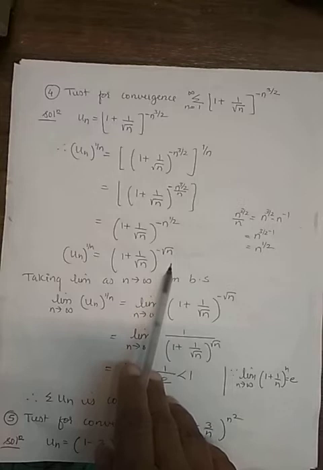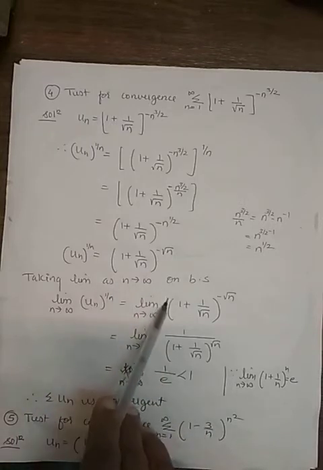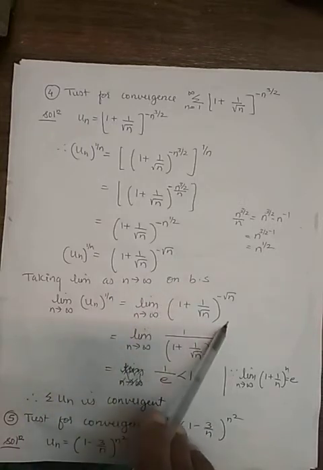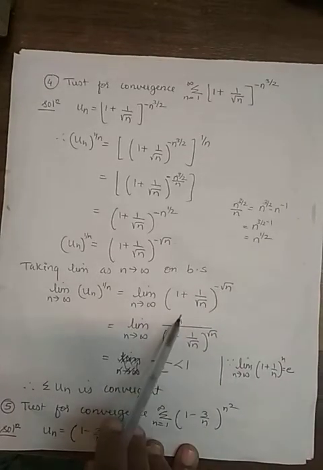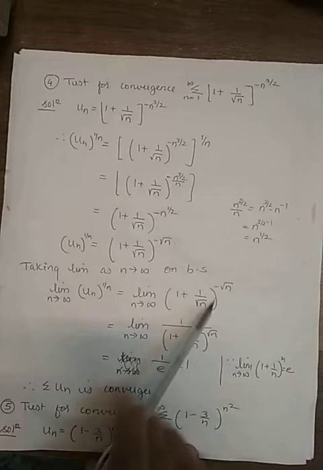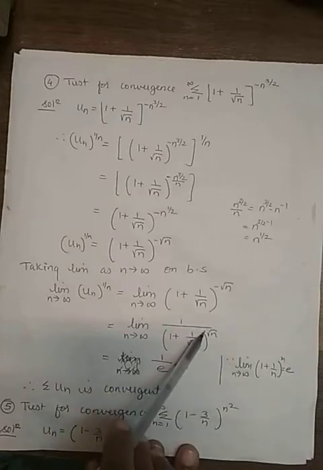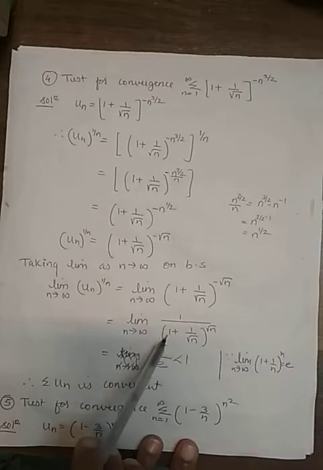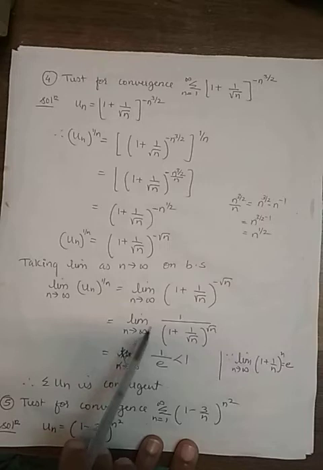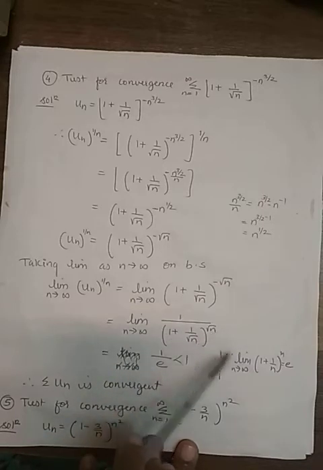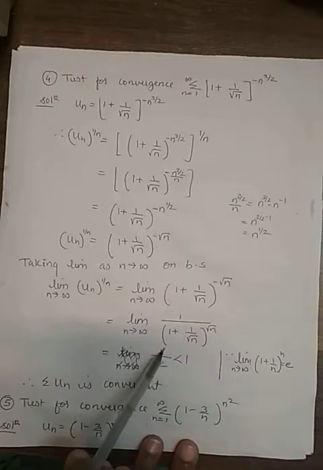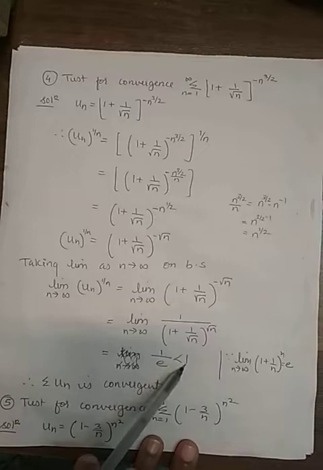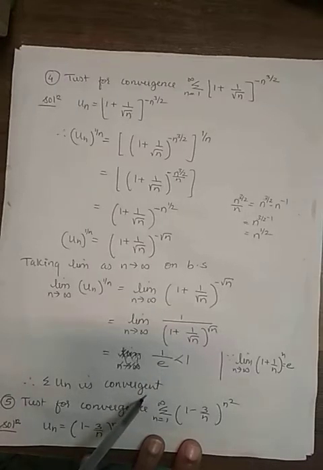Root n. So now taking the limits on both sides, once we take, this becomes negative power is there, so bring it in the denominator by taking 1 upon this whole bracket in the denominator with the positive power. Now if you observe, this is limit as n tends to infinity (1 plus 1 upon n) raised to n, isn't it in this form? So this value will be always e. So 1 upon e value is again less than 1, so it is convergent.